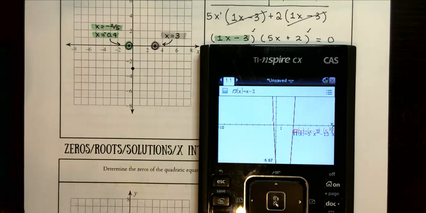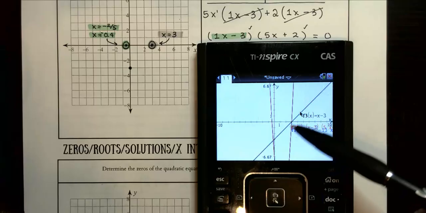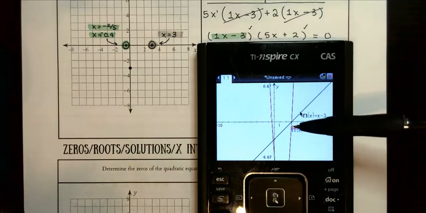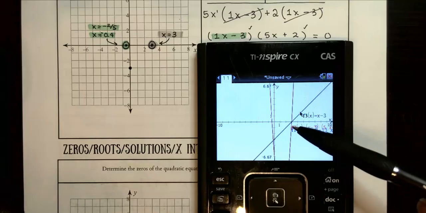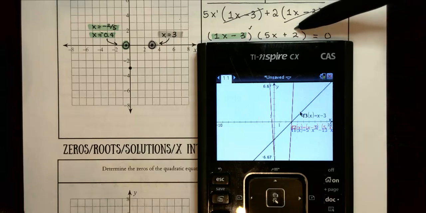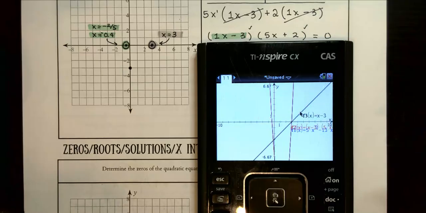So I'm going to hit enter. And you're going to notice, if you look at your graph closely, that this black line, which is the individual factor x minus 3, goes through the exact same place on the x-axis as my parabola. So that lets me know that just this factor is correct, because they intersect in the same place on the x-axis. So if I were to type this one in individually, it should cross in the same place as the other x-intercept.